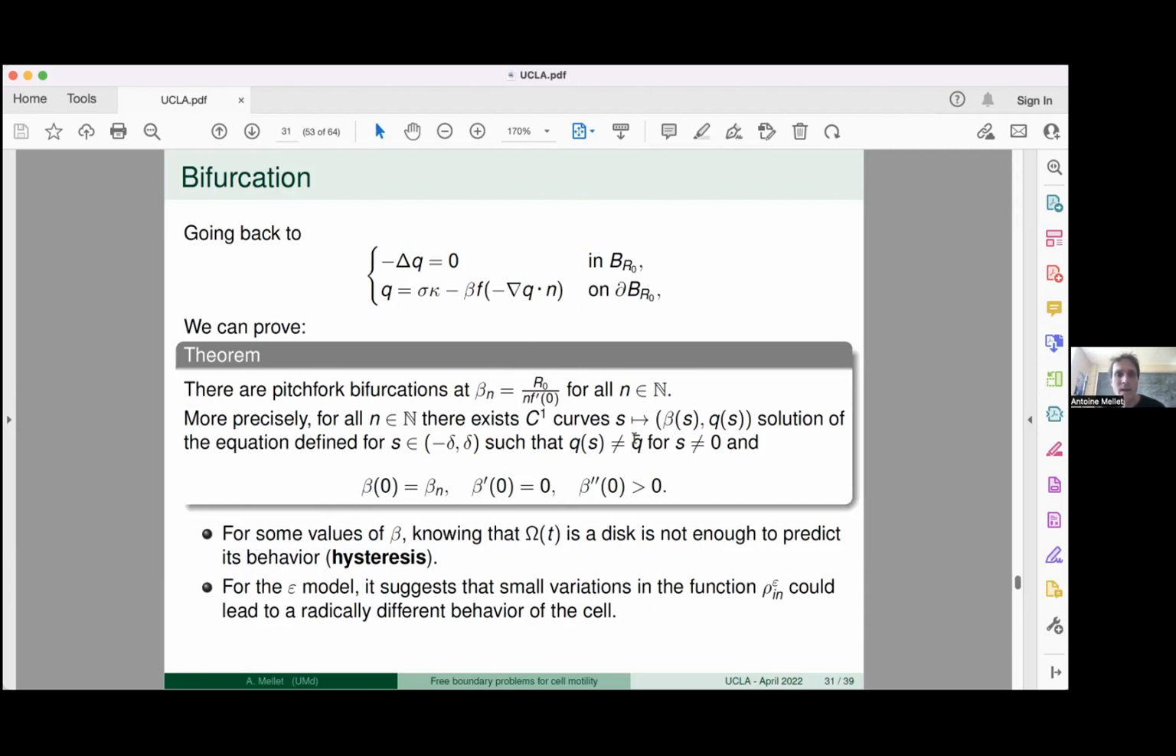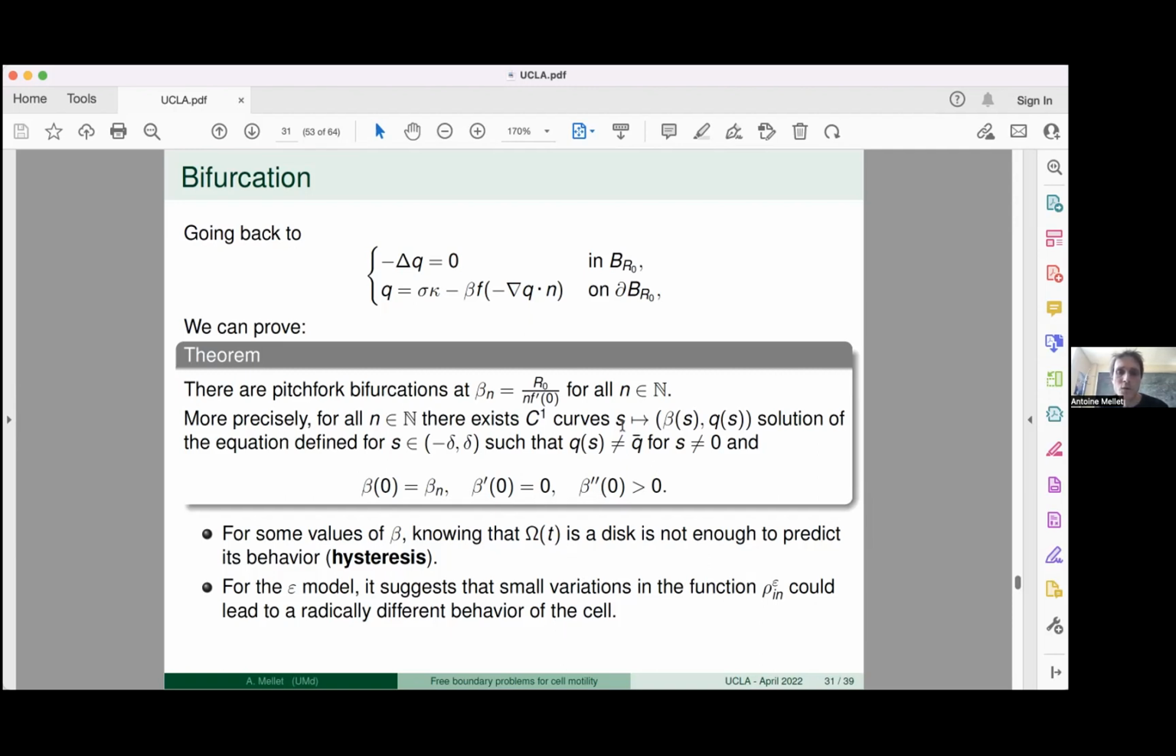So you have this hysteresis type phenomenon where even if you know that omega, the set, is a disk, you can't quite determine the pressure Q. There may be more than one solution. Again, this tells you that for the epsilon model, when epsilon is small, variation in your initial data can give you very different types of behavior.